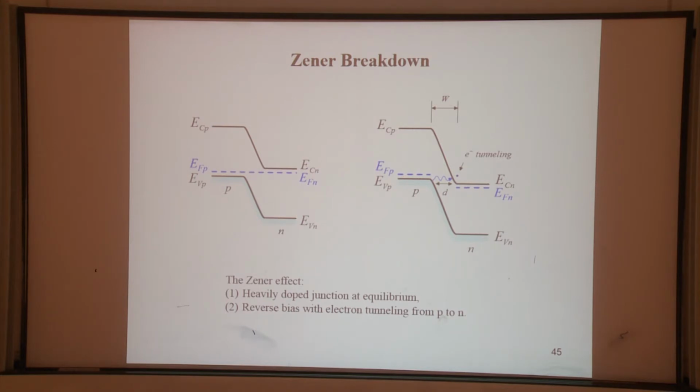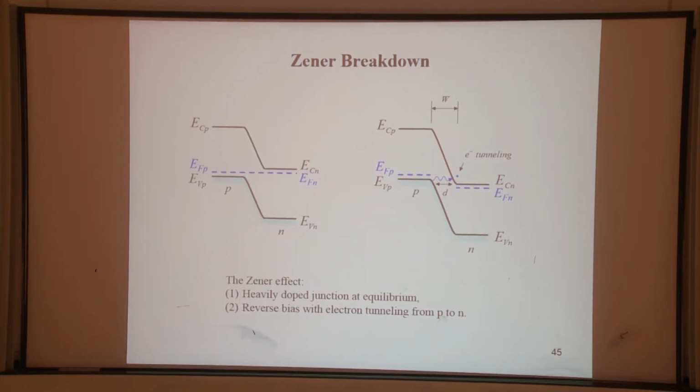All right? So if we create this condition by reverse biasing, we might create a situation where the electron can tunnel through the barrier and cause breakdown. Now I induce the current. So at reverse bias, it's certain.